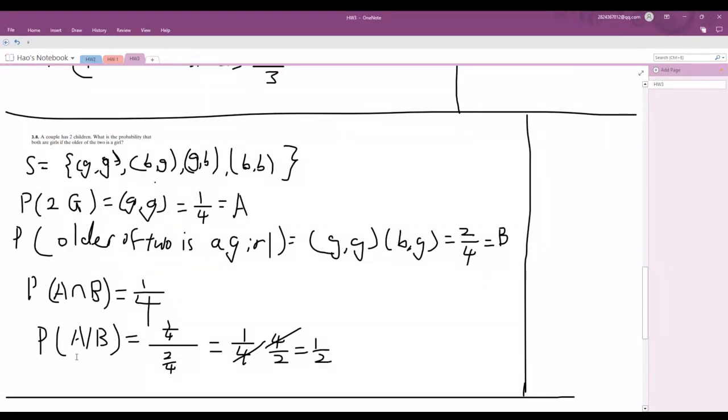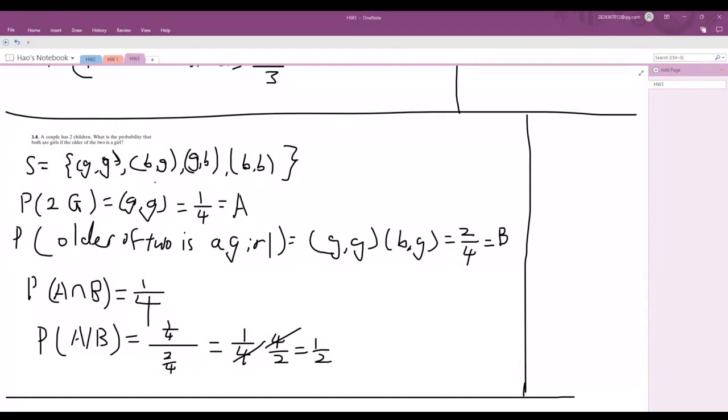And the probability of both are girls if the older one of 2 is a girl is the probability of A and B divided by 2 over 4. I get 1/2 as a result for the probability both are girls if the older one of the 2 is a girl.